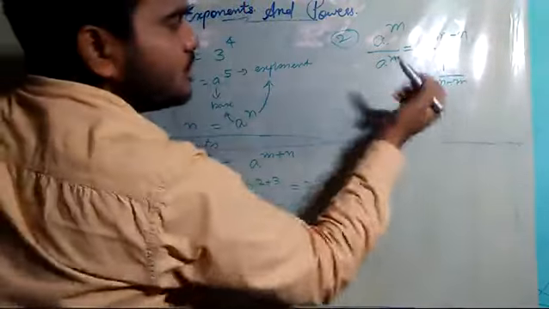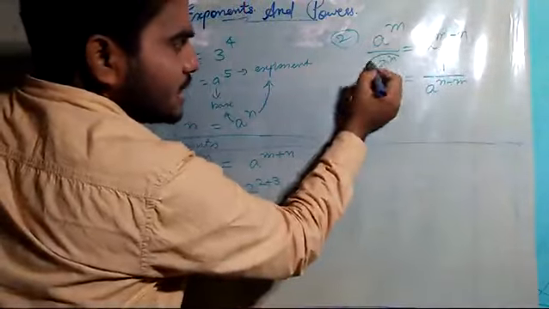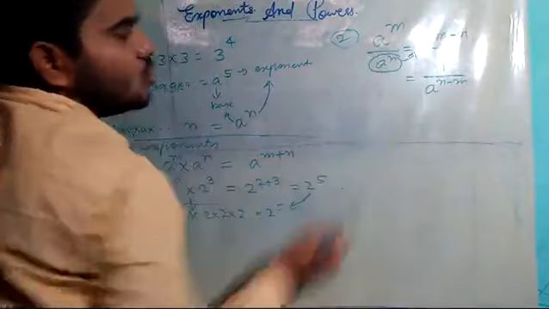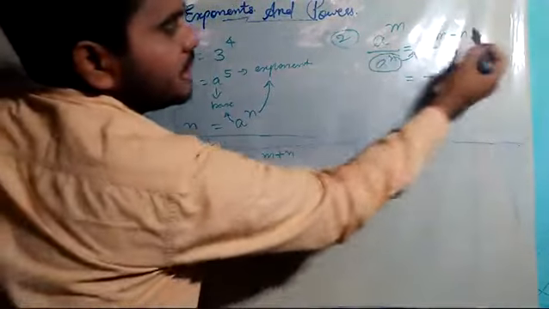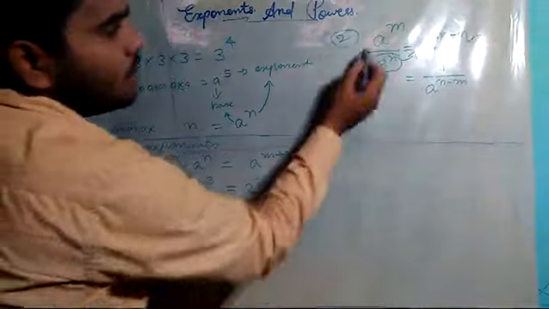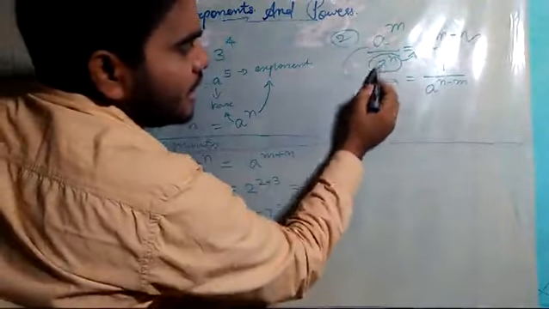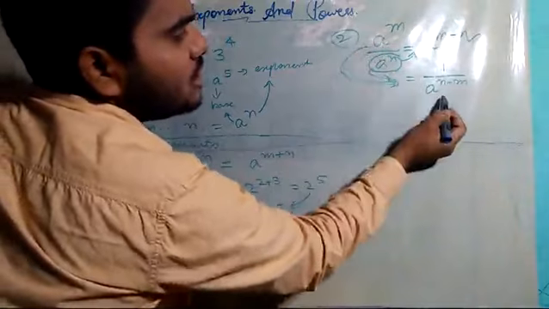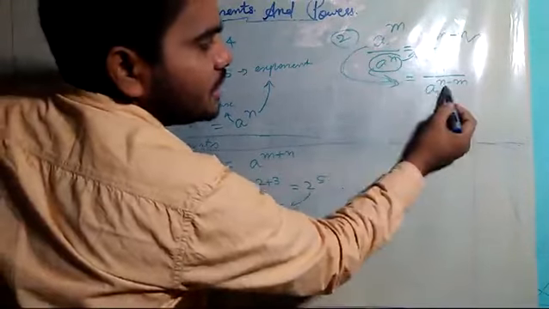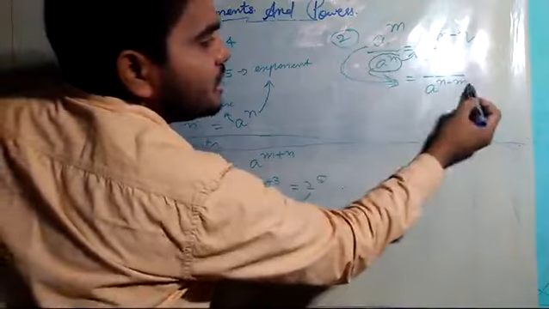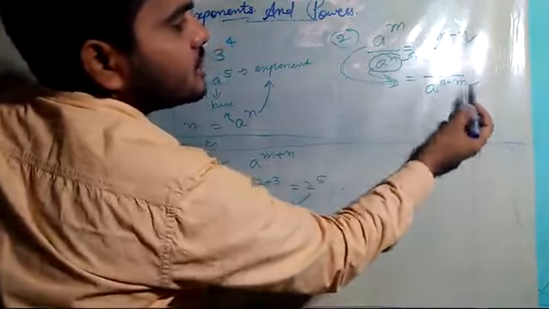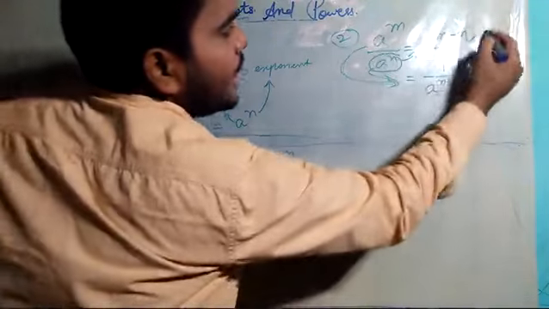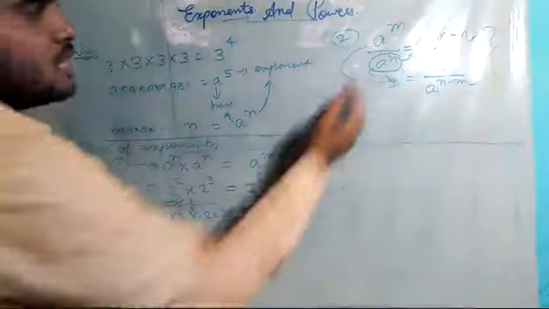What is the difference between these two? Here a raised power n is taken in the numerator, so it will be written as a raised power n minus m. And what about this one? In this, a raised power n is taken to the denominator, so n will be written first, then I will subtract from the numerator, a raised power n minus m, and here a raised power m minus n. So this is the basic difference.